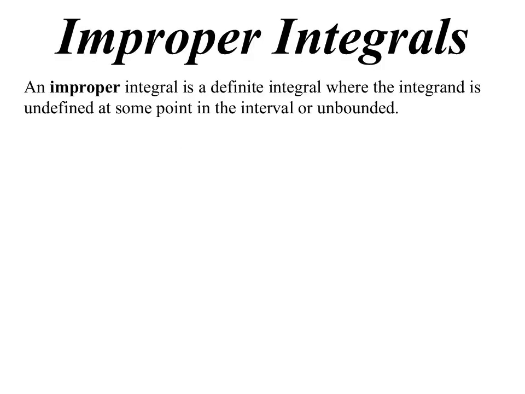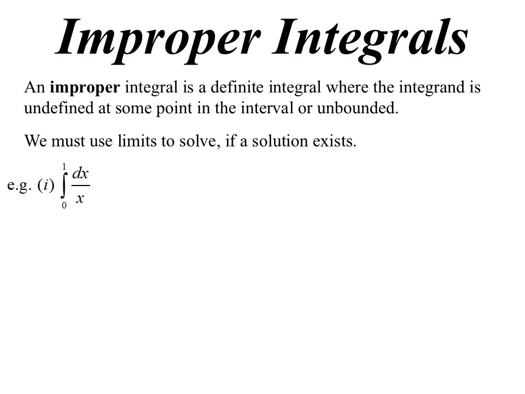Improper integrals then. A definite integral where what we're integrating, the integrand, is undefined at some point in that interval, or it's unbounded. So we play with limits to see if a solution is going to exist. Something like this. So it's our hyperbola, and we want to integrate from 0 to 1, which clearly is an issue because it doesn't exist at x equals 0. So let's investigate what would happen. What's causing me the problem?